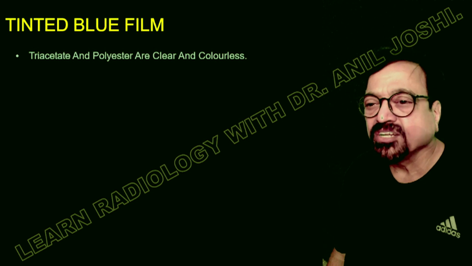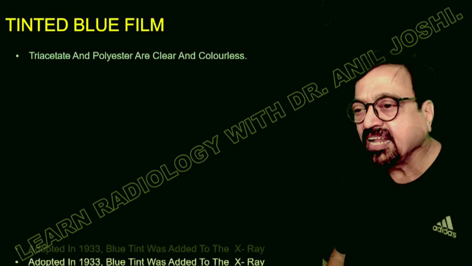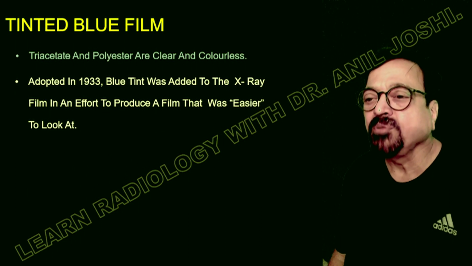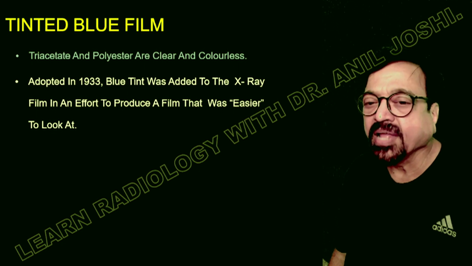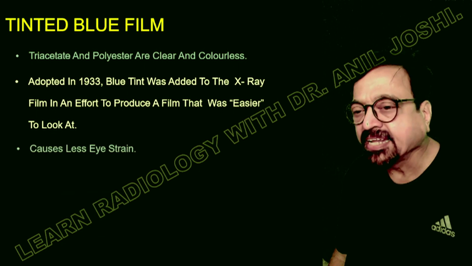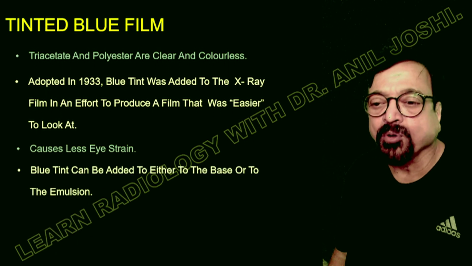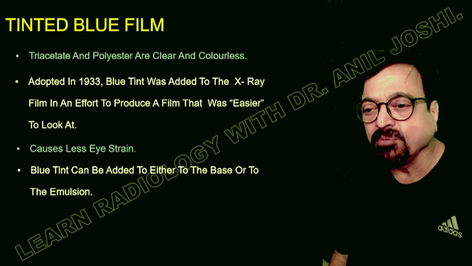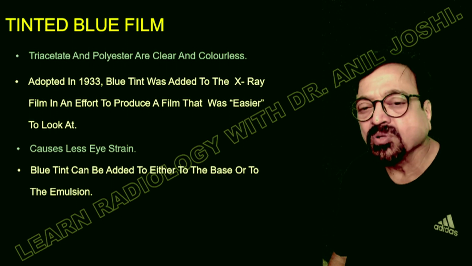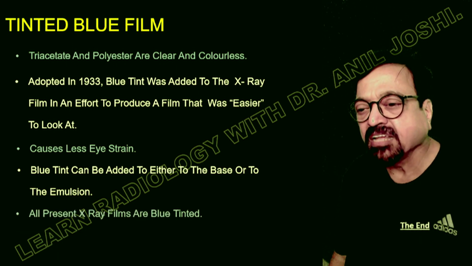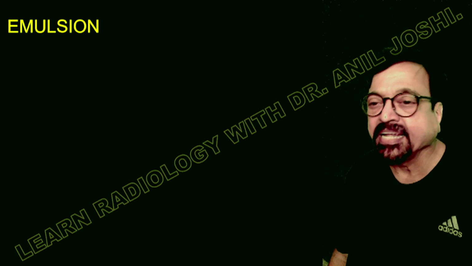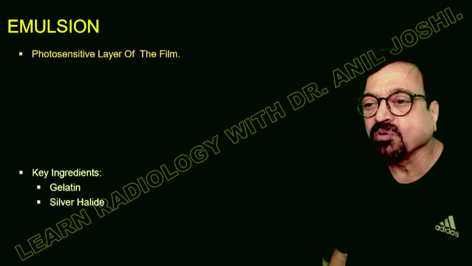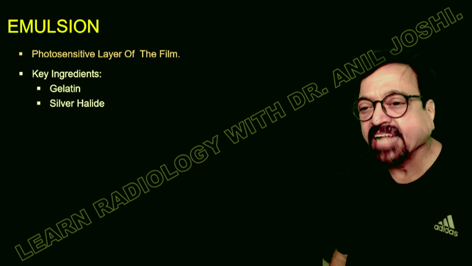Now, tinted blue films. Triacetate and polyester are clear and colorless. Adopted in 1933, blue tint was added to the film in an effort to produce a film that was easier to look at. It was clearer, sharper and brighter. It caused less strain to the eyes. You can keep on reporting multiple X-rays at a stretch. Blue tint can be added to either the base or the emulsion, but most of the time it was never added to the emulsion. It was at the base only. All present X-ray films are blue tinted, including the films which we are using for CR and DR also for printing.